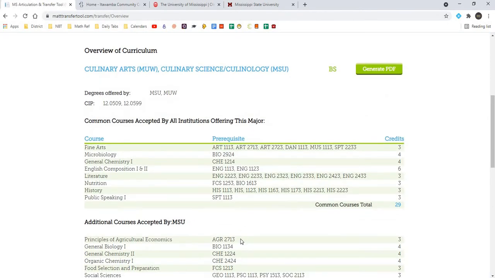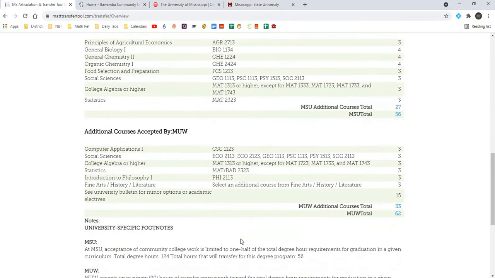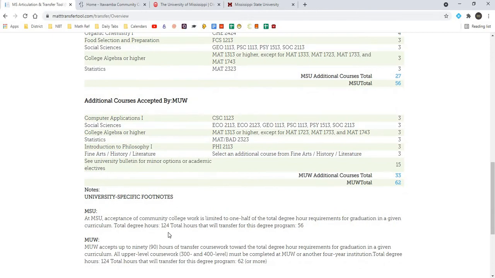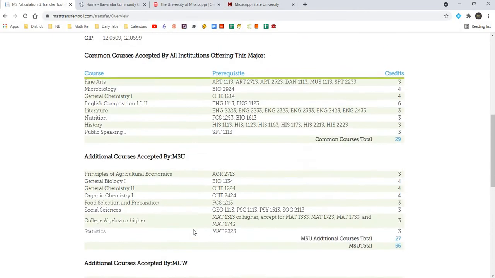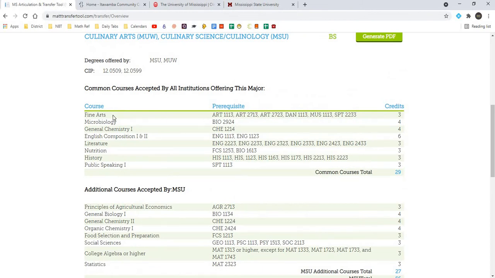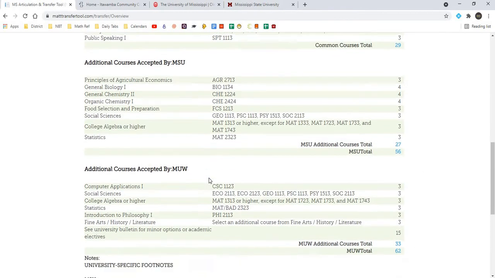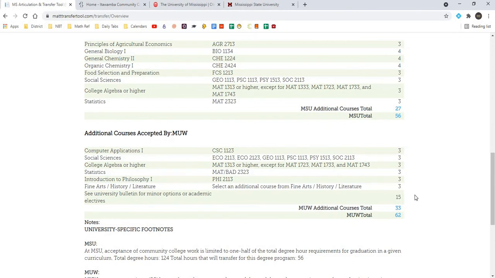So you have to have, I think it said 124 total hours to graduate. You have common courses, 29, and then you have additional ones down here at MUW. So 62 hours you could take at another entity, so at a community college where it's much, much cheaper. So you have the common course hours at the top, and then the additional MUW hours for a total of 62 hours.